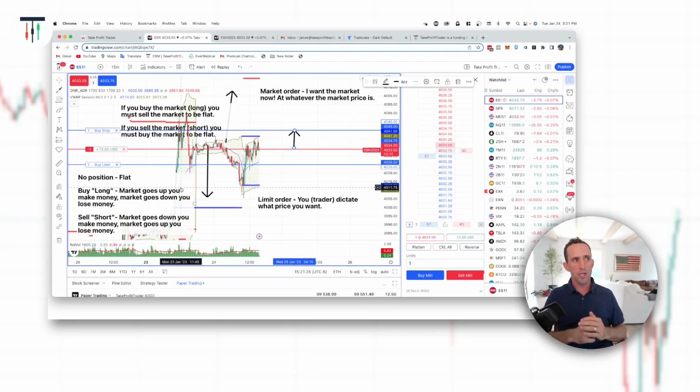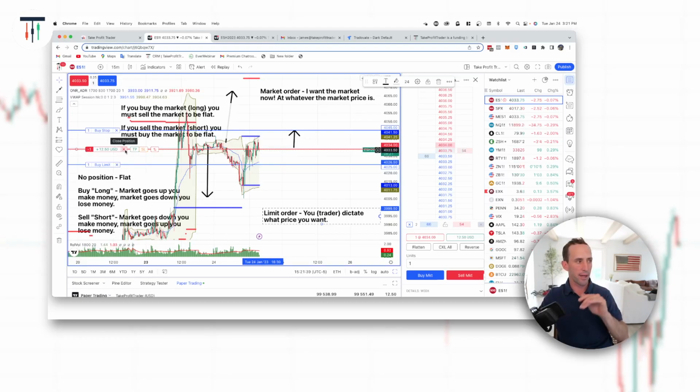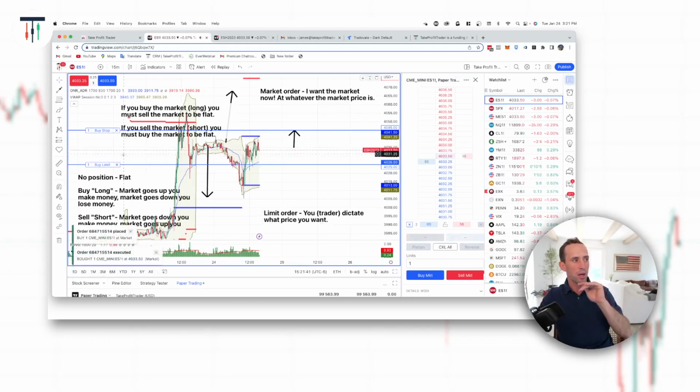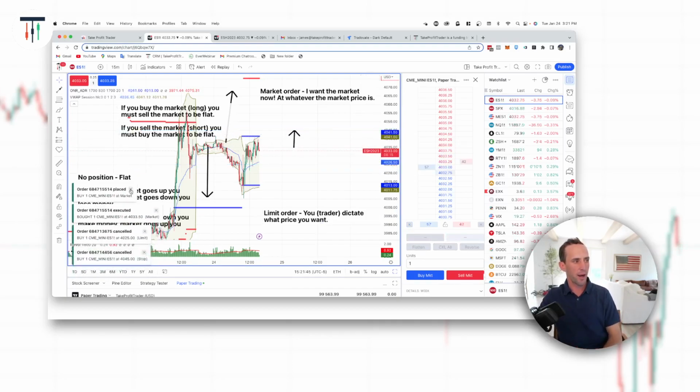Okay. Market order is I want the market now. I want the market price. The limit order is you say what price you want. And I'll give you a real life example. Okay. So I'm going to hit the X, and when I hit the X, it's going to close this position out completely, okay? And I've got to cancel these other orders that are sitting here, all right?